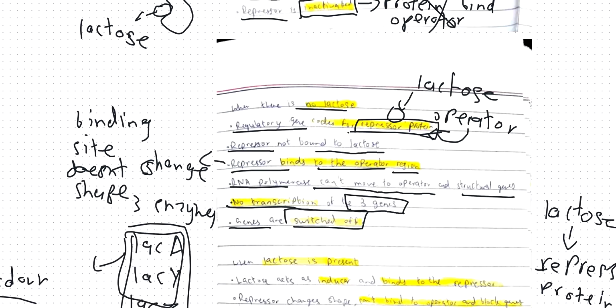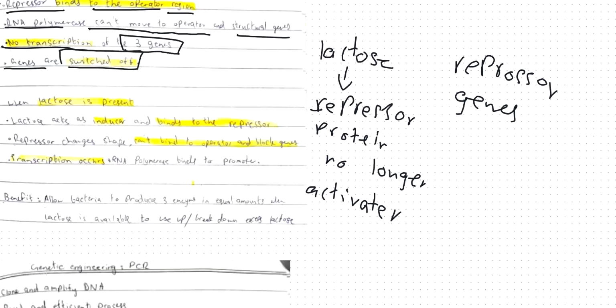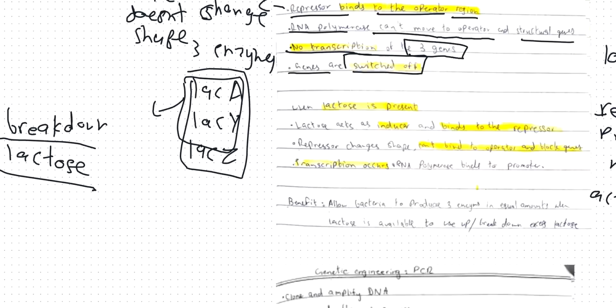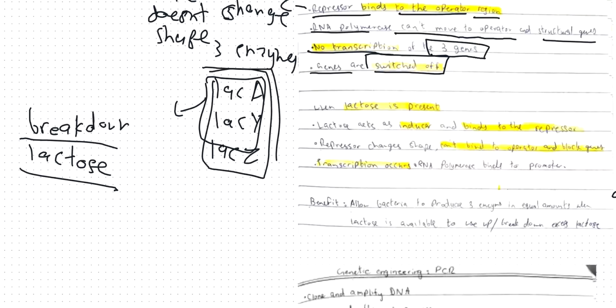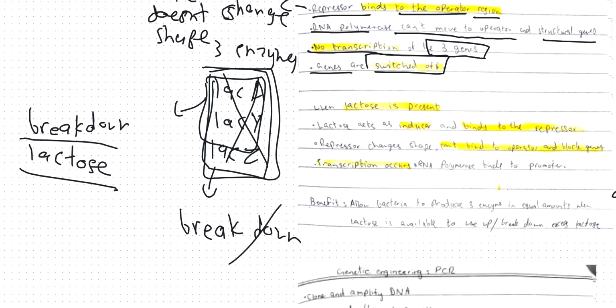So when you don't have lactose, the repressor genes are switched on, and these repressor genes prevent the transcription of these three structural genes. So now these genes are not produced, and since there is no lactose, you don't need these genes to break down any lactose. So no breakdown will happen because you don't have lactose, so you don't need these three genes.